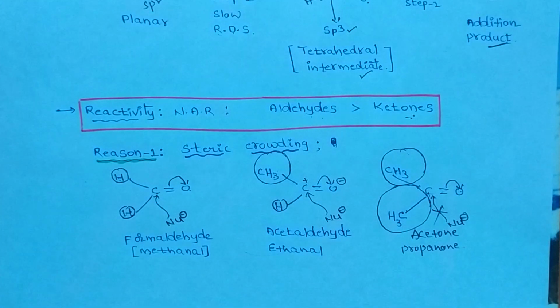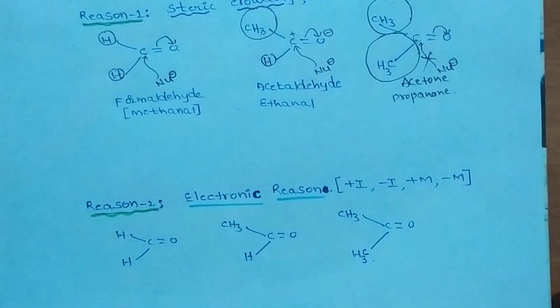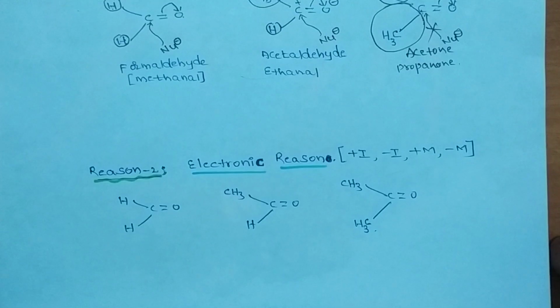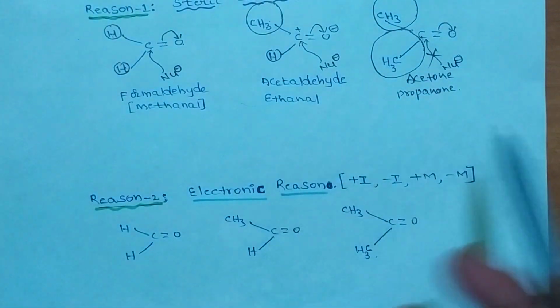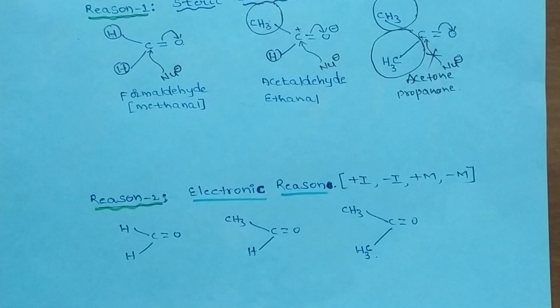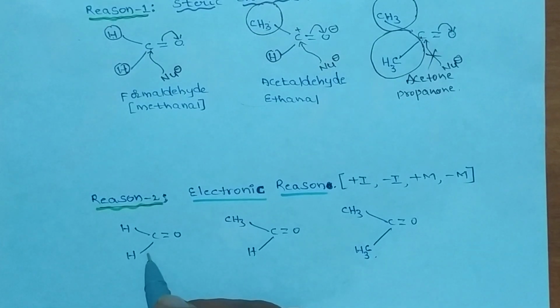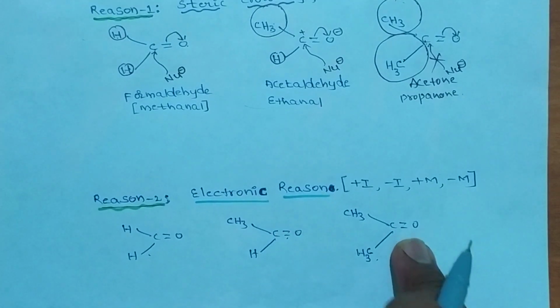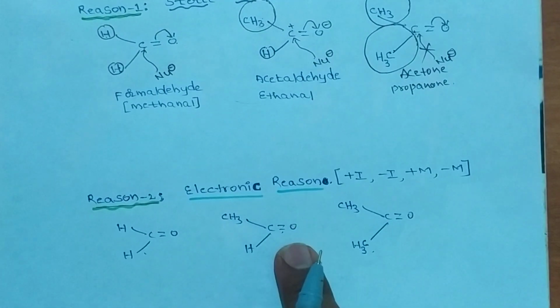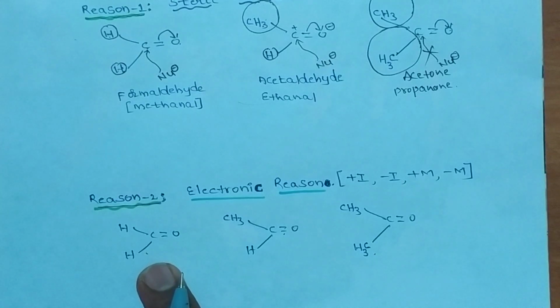Another reason is electronic factors. Electronic factors means either plus I effect or minus I effect or plus M effect or minus M effect. That is another reason. Because of this reason also, aldehydes are more reactive than ketones. Now this is the aldehyde, this is also an aldehyde. These aldehydes are more reactive than this ketone. This is propanone, ethanal, methanal.